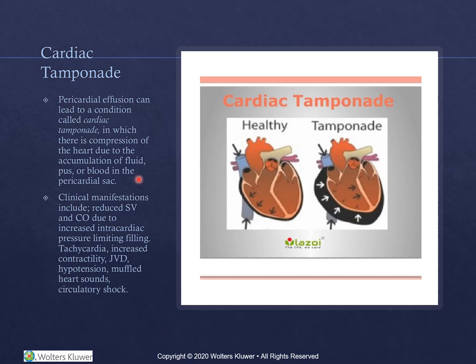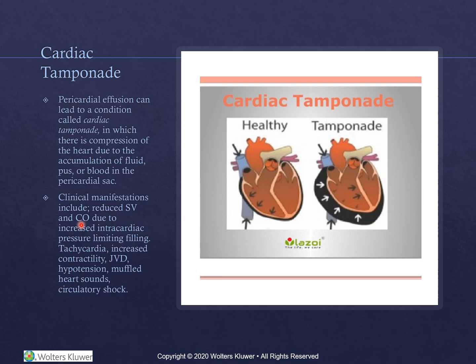So a person with cardiac tamponade, some of the significant clinical manifestations we see are a reduced stroke volume and then an overall reduction in their cardiac output. This is because all this pressure and pushing on the left ventricle increases what we call the intracardiac pressure filling limit. So as that compresses, there's this high pressure situation that starts to develop within the heart itself. And for the heart to be able to fill, it needs to be a low pressure environment so that blood can flow easily into the ventricles. And so if we increase the pressure, they don't fill very well.